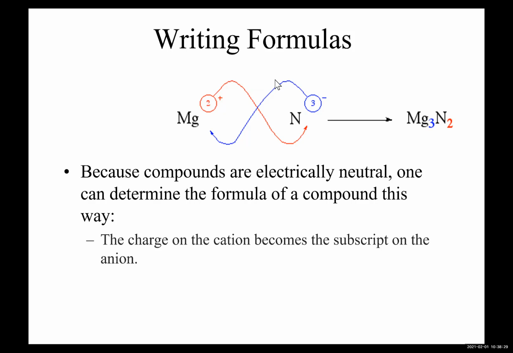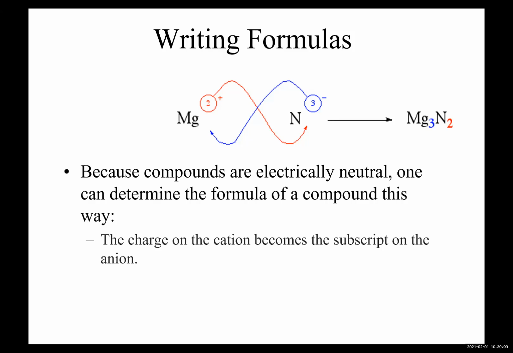So how about taking the charge, drop and switch? So drop it and switch it. So the -3 becomes the subscript for magnesium, and the +2 becomes the number of nitrogen. So can I say the formula is Mg3N2? That's the correct formula. Why? Because all the charges add up to be 0. That is how you make a compound.